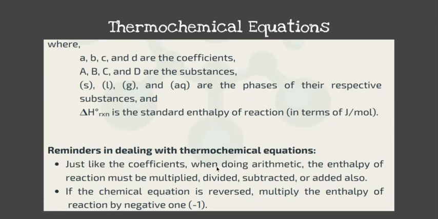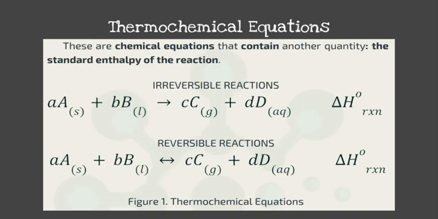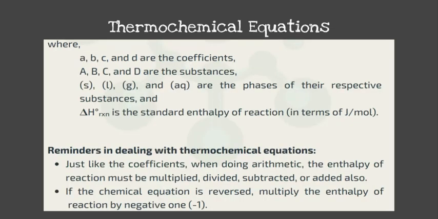Just a reminder, in dealing with thermochemical equations, just like the coefficients, when doing arithmetic, the enthalpy of reaction must be multiplied, divided, subtracted, or added also. So let's go back. Let's say this is one equation and this is another equation. When we add these two, we should also add these two. When we multiply everything by 2, we multiply also this by 2. When divided by 2, divide also by 2, and so on.